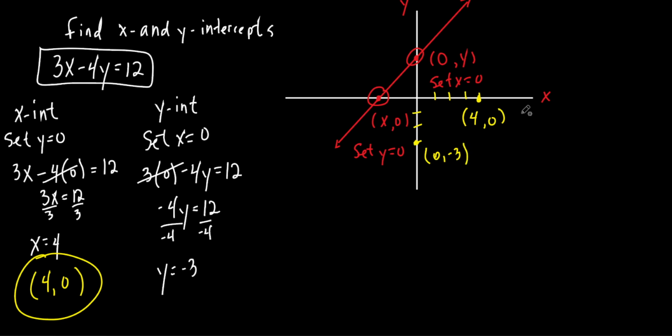0, negative 3. Okay? And so how do I write the y-intercept? I write it 0, negative 3. So the two things that I circled right there, that's the way that you want to write your answer. Any questions on this?